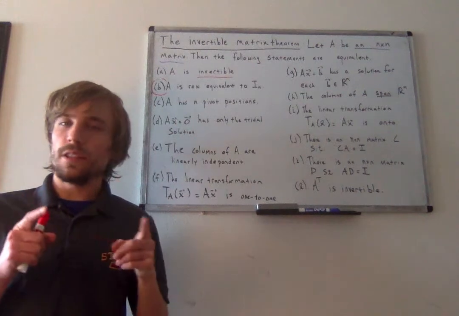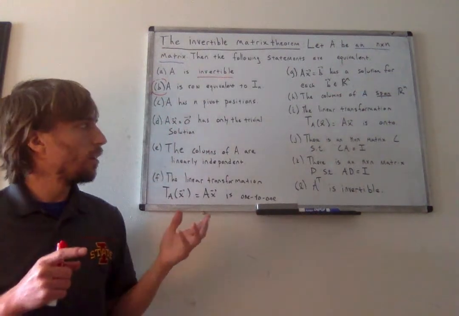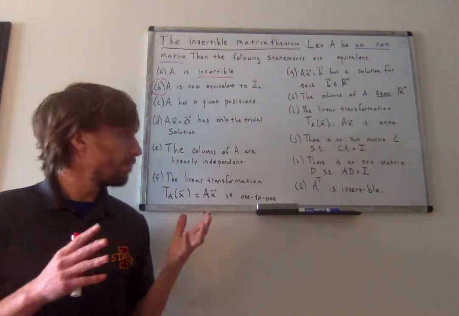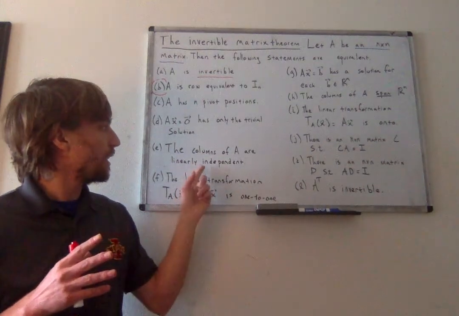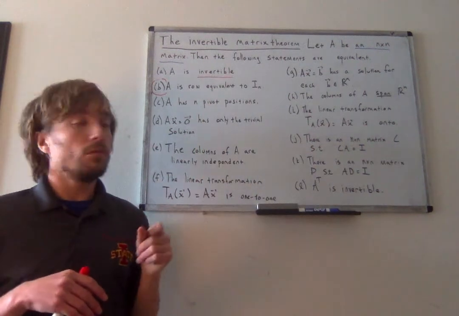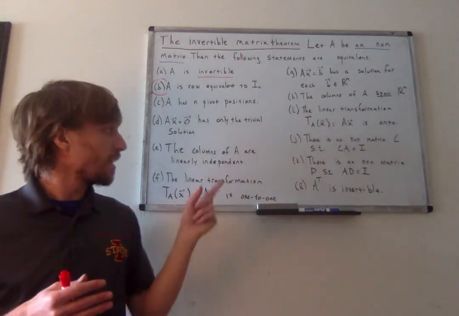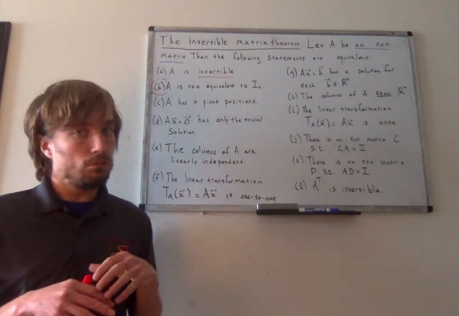So how does this theorem apply to you? Well, suppose you're given a matrix and you're asked to show that the columns of that matrix are linearly independent. Well, one thing you can do is you can row reduce A and ask, did it row reduce to the identity? If yes, then yes. If no, then no.